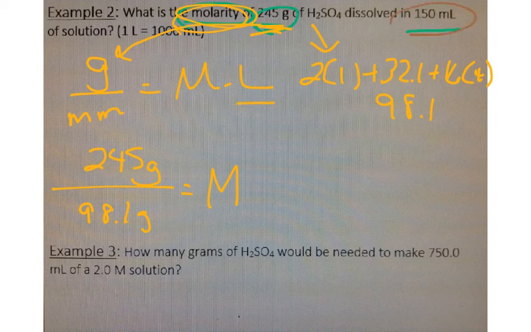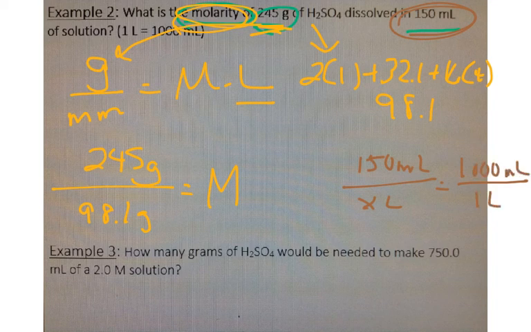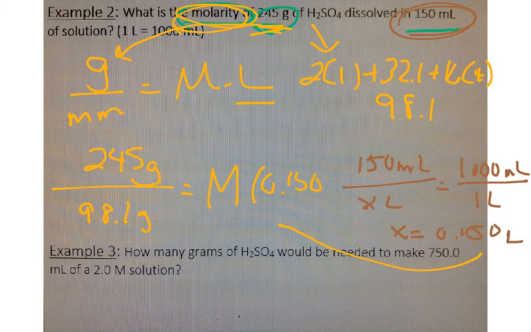So unfortunately, I give you the volume in milliliters, so I'm going to need to convert. So for every 150 milliliters, I need to figure out how many liters that is. I don't know that exactly, but I do know that 1,000 milliliters equals 1 liter, which means that I end up with 0.150 liters. So now I'm going to plug that number into my equation, so it's molarity times 0.150, and now when I multiply that out and solve for M, I get 1.7 molar.